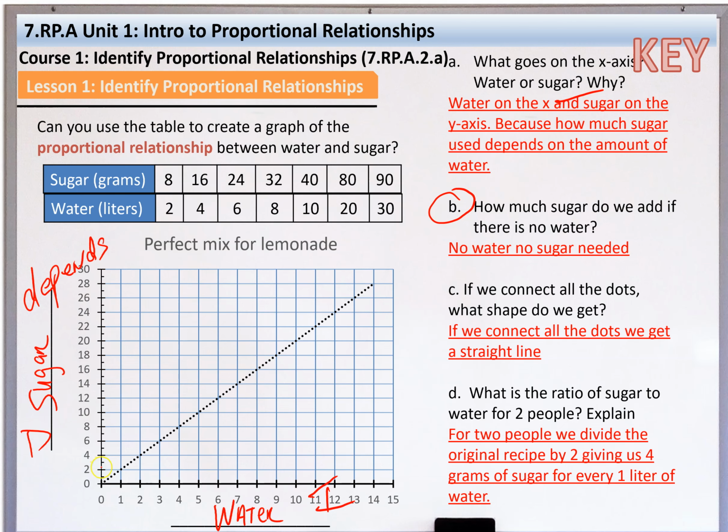No water, no sugar. We call that the origin. The shape is a straight line. And trust me, I'm going somewhere with this. And the ratio of sugar to water for two people is cut in half, right? And we get 4 to 1. Okay, 4 sugar to 1 water. So what does all this mean?